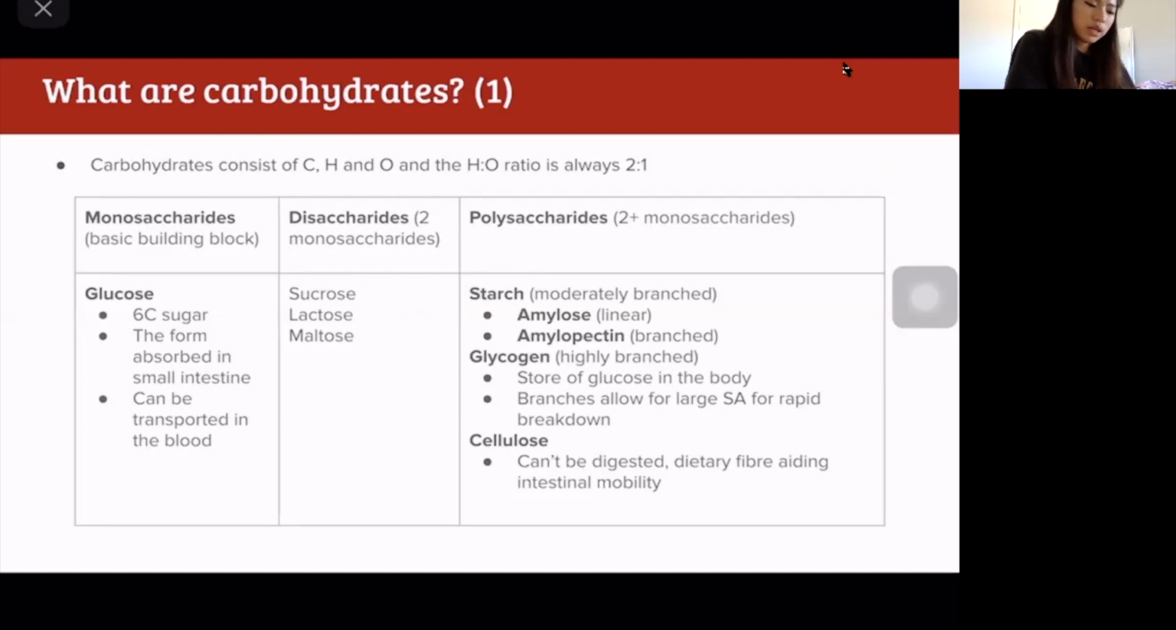In year 12, you'll learn things like which ones are branched and which ones are linear. But what's important is to know that glycogen is a form of carbohydrate that's stored in the body, and that cellulose is basically dietary fiber that you poop out. They're the ones that the body can't digest.